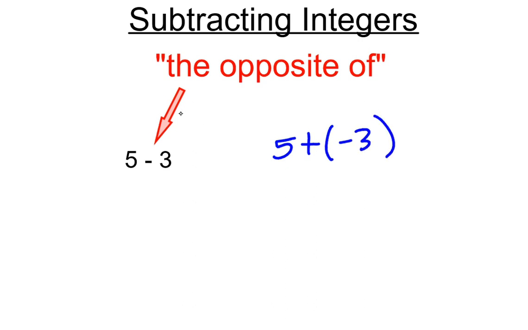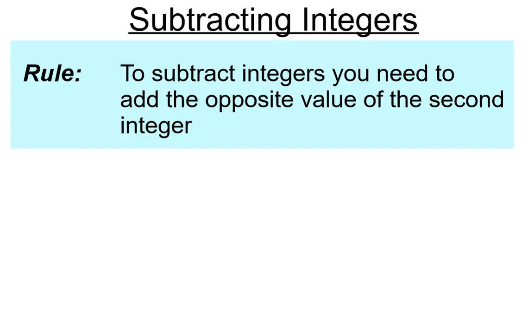So what we're going to say is that when we see the subtraction sign, we're going to say the opposite of, because what that does, it helps us to write an addition problem. And we know how to add integers. So we're going to apply that adding integer concept to subtracting integers by rewriting it. So our rule then becomes, to subtract integers, you need to add the opposite value of the second integer, because that's what we just did, didn't we? We looked at the second integer and we took the opposite value of it.